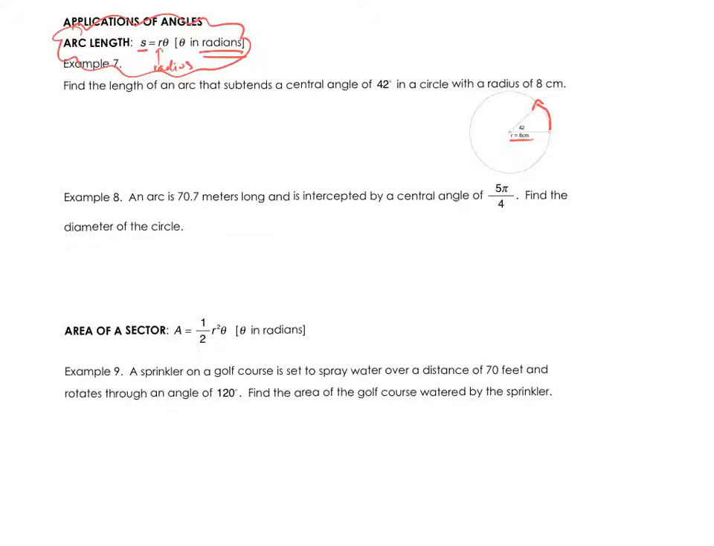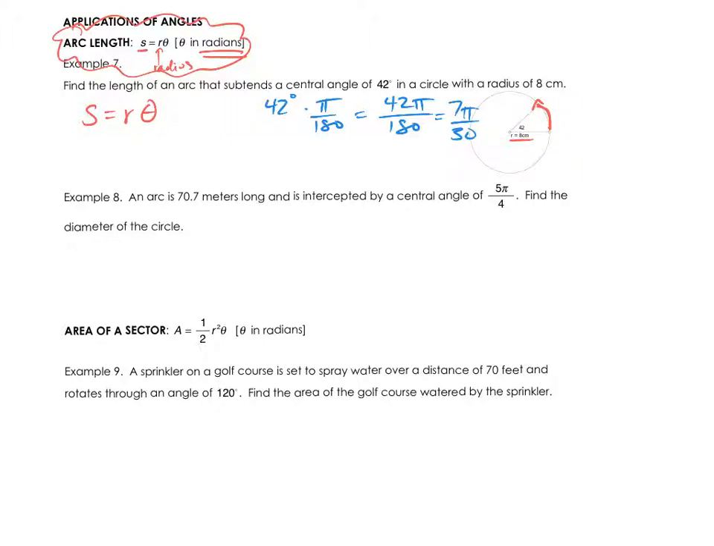So in example 7, we're going to find the length of an arc that subtends, so that means that's this one right here, a central angle of 42 degrees in a circle with a radius of 8 centimeters. So we're going to use our equation, S equals R theta, but I need to be in radians. So I need to take 42 degrees and convert that into radians. All right, and so when I do that, that's 42 pi over 180, which is 7 pi over 30.